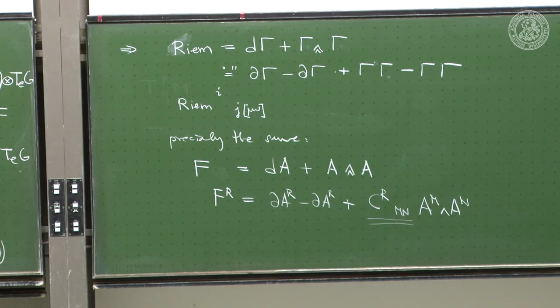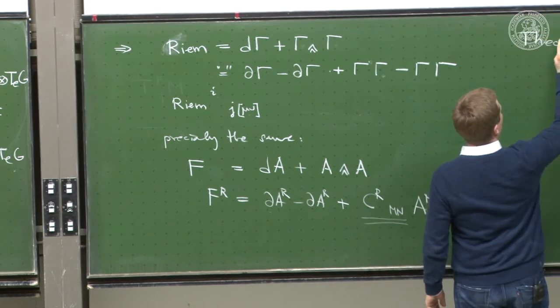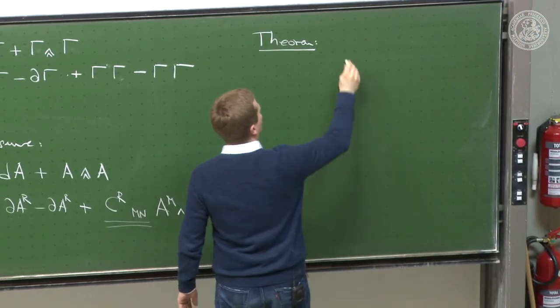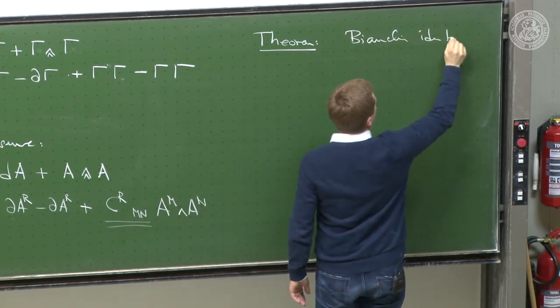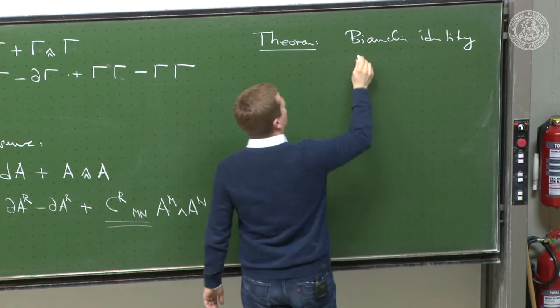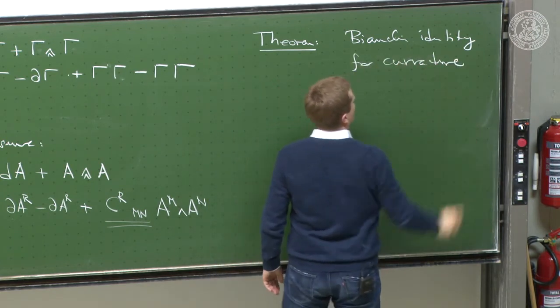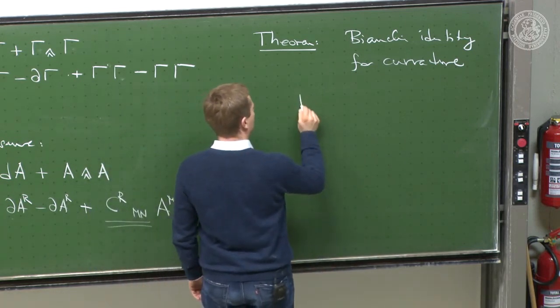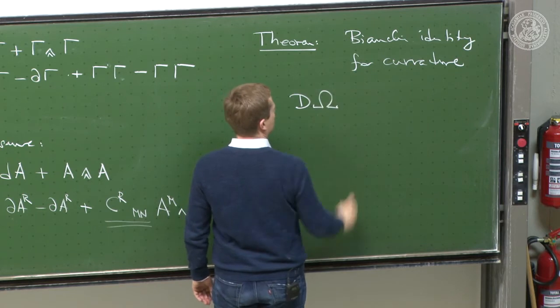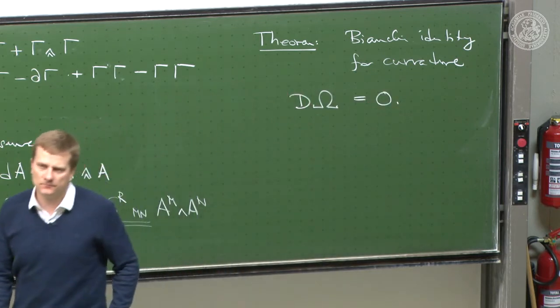Good. So then there's an important identity we bring in the form of a theorem. That's the so-called Bianchi identity. And it's the Bianchi identity for curvature. And it's as simple as it can be. You take the covariant exterior derivative of curvature, and the result is 0.